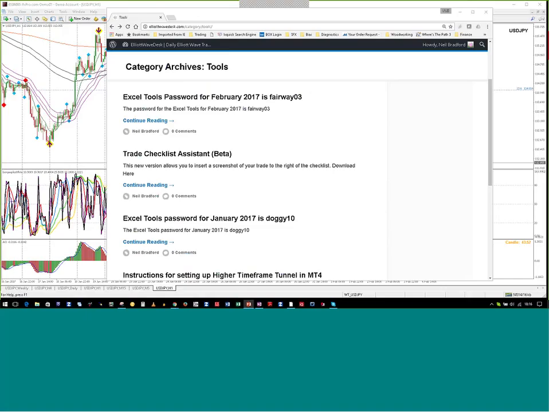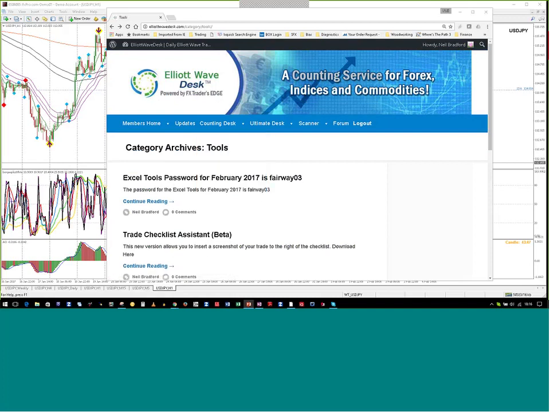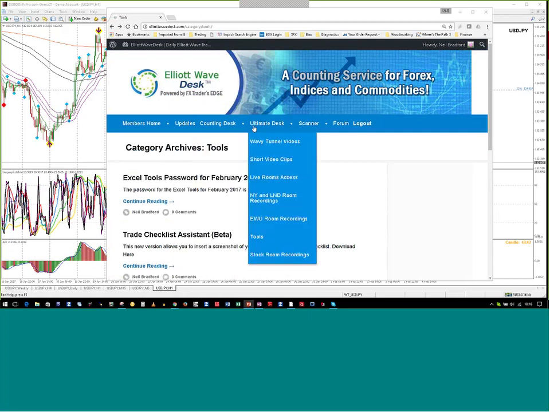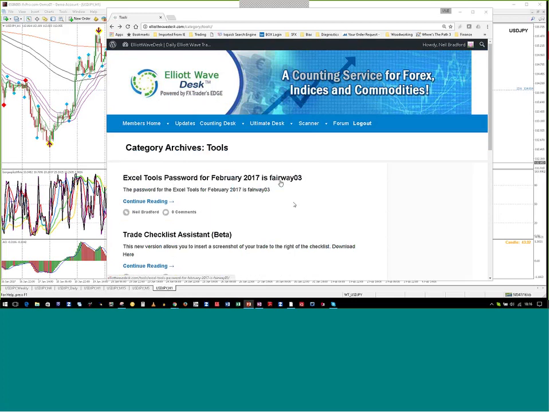The password for February is also posted in exactly the same place. That went in at the end of January. And again, that's in the tools section. So on the disclaimer tab, you'll see where to enter that password. It shouldn't be read-only. Okay, Neil, you'll check it out after the class. I will check that out.